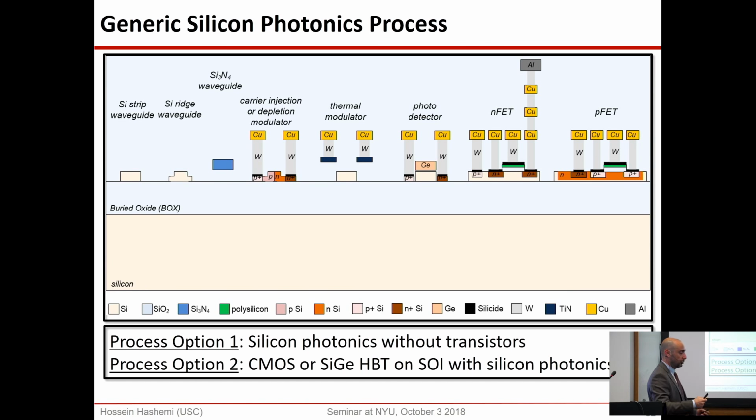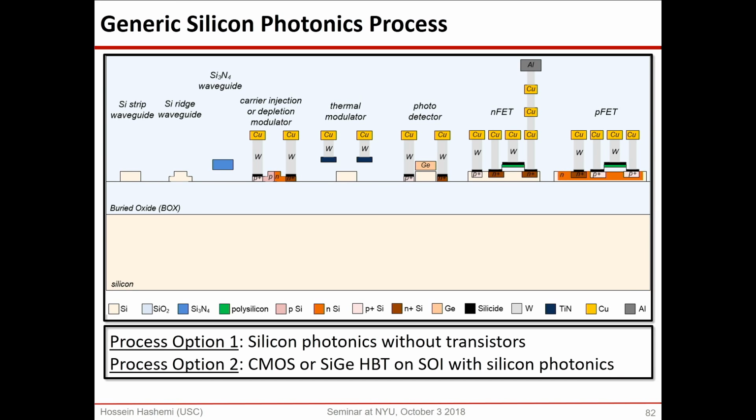So I showed you some optical components, but what is the platform that I'm using? This is a generic platform. It's called a silicon on insulator platform because you have silicon, then you have an insulator, which is silicon oxide, and then on a mechanical structure, which is silicon.